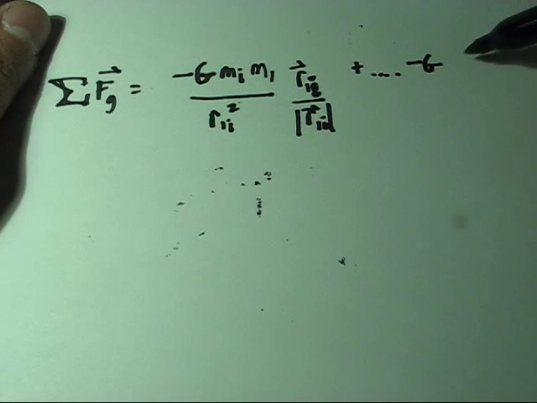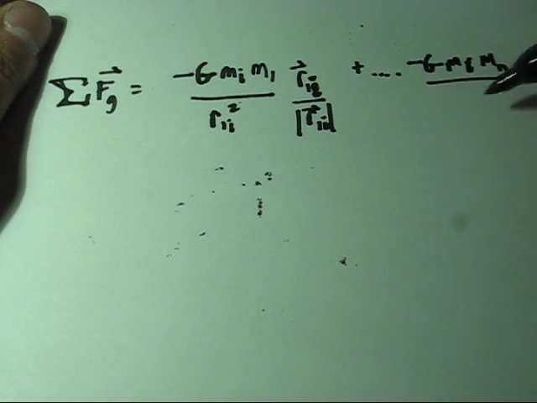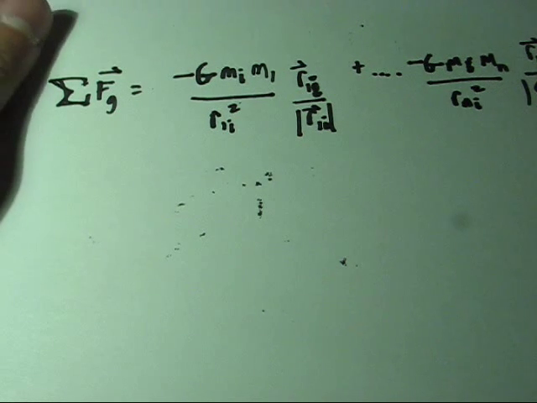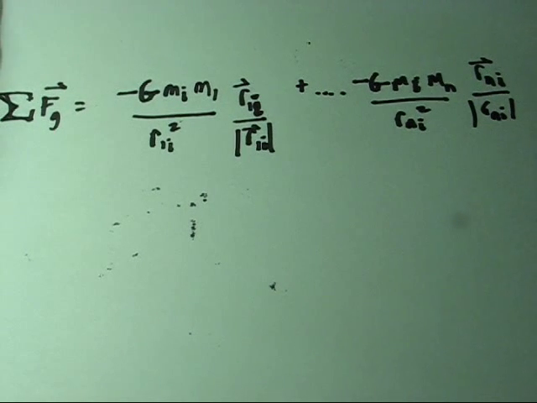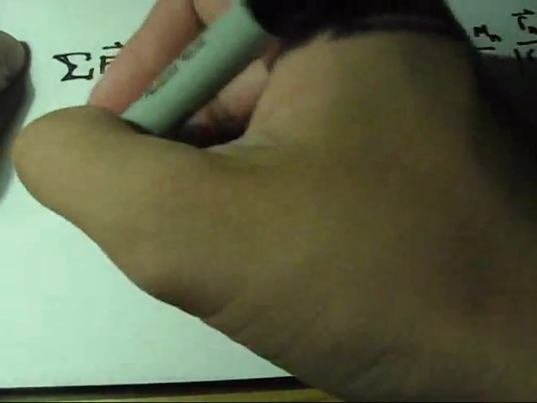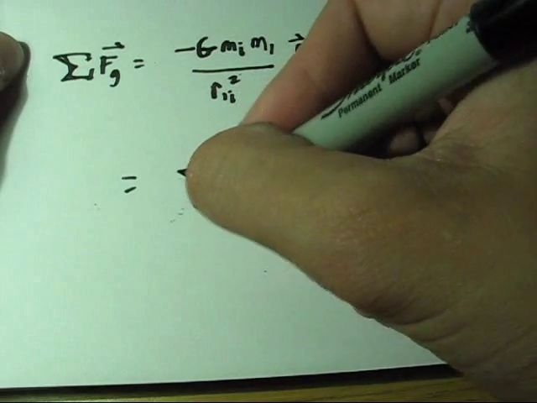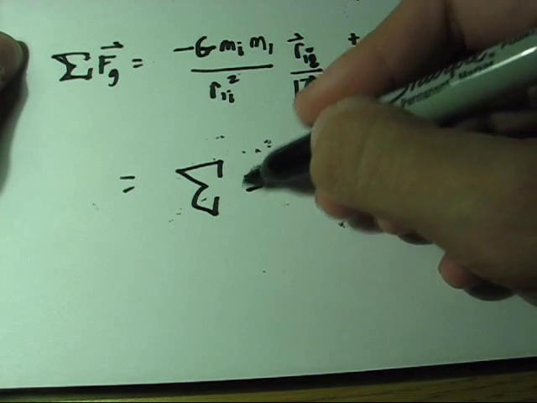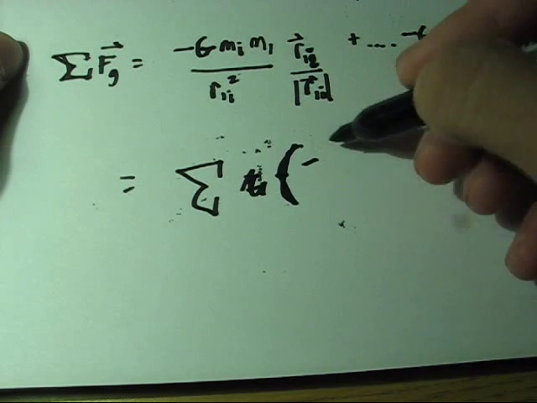So G mi mn over rni squared times rni over the magnitude of rni. Okay, we can express this in a much nicer way just by using summation notation. I love saying that. Summation notation. Minus G.